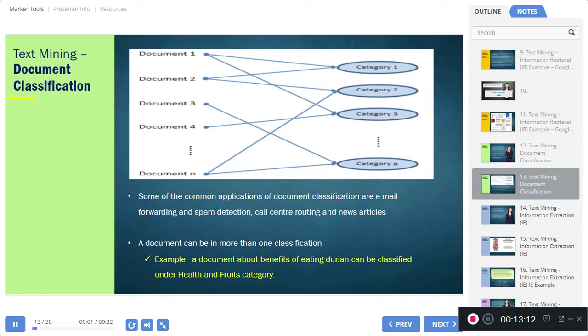Some of the common applications of document classification are email forwarding and spam detection, call center routing and news articles. A document can be in more than one classification. Example: a document about benefits of eating durian can be classified under health and fruits category.